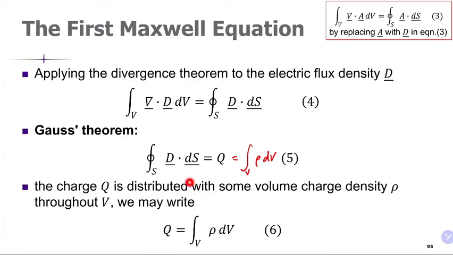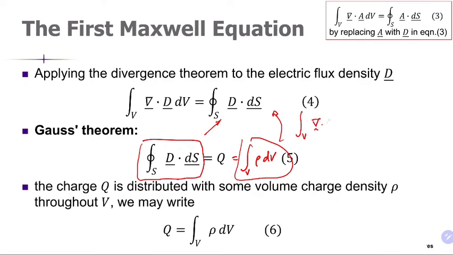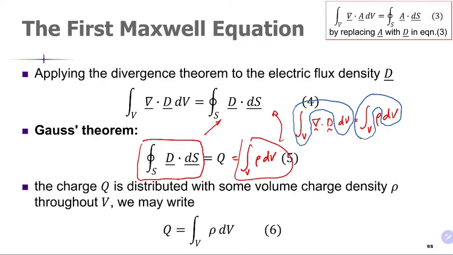So this is this, and this is this, and therefore we can substitute this into that. The integral V del dot D, divergence over the volume V, is equals to integral V rho dV. This and this is the same. Okay, therefore we can conclude that the divergence of D is equals to the charge density.